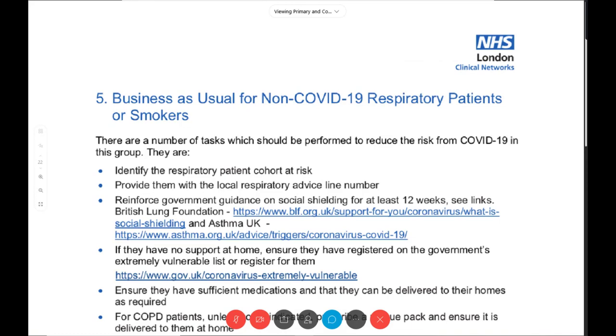Finally, we have the business as usual, because we have to remember that patients without COVID still need our care. So this is just reinforcing some of the elements of respiratory care. Don't forget that this is a respiratory document. This isn't about diabetes or heart disease. This is about patients with respiratory disease as a long-term condition. And it's just a little bit of advice there about how we maintain business as usual for these respiratory patients.